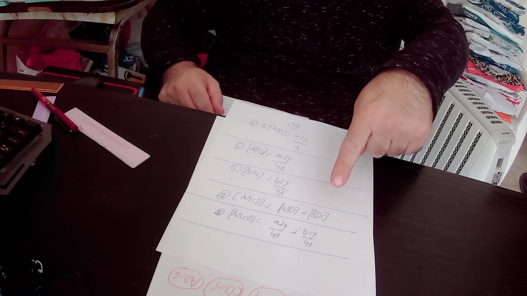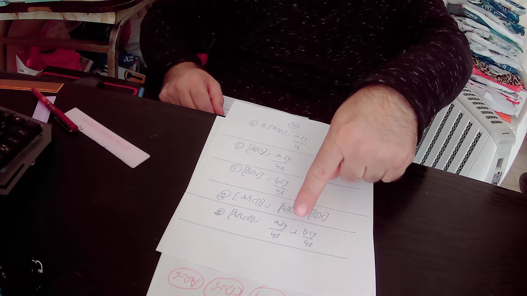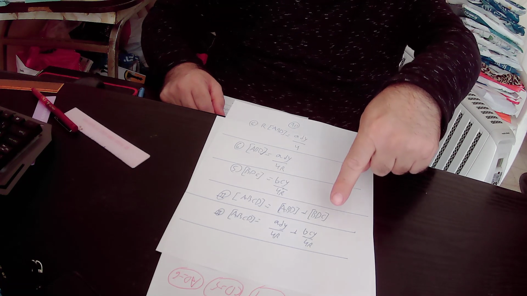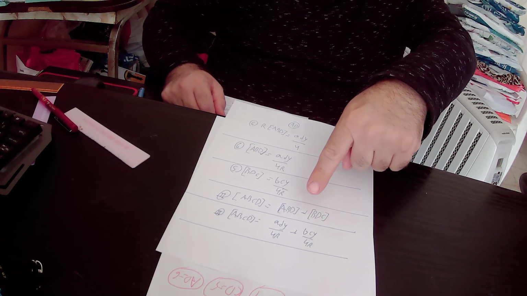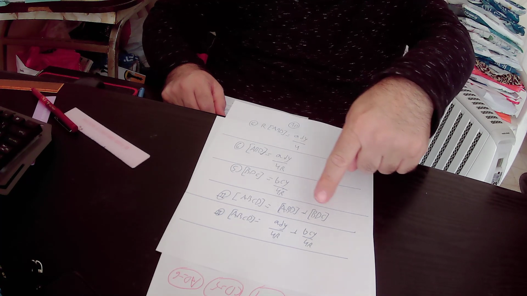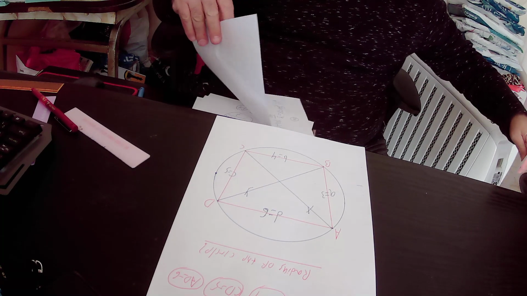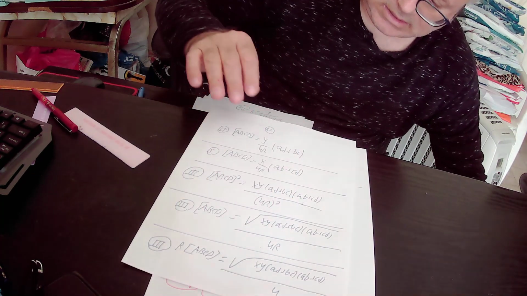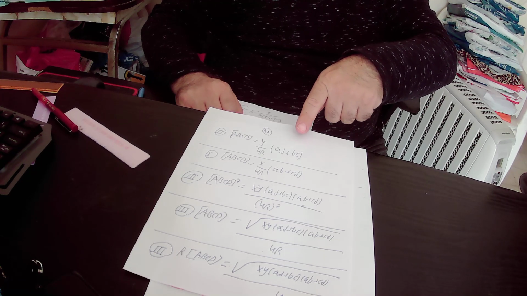According to equation number 2, the area of quadrilateral ABCD will be equal to the area of triangle ABD plus the area of triangle BDC. But we have already found out that the area of triangle ABD equals ADY over 4R, and the area of triangle BDC equals BCY over 4R. Here we took a common factor of Y over 4R out of those two expressions, and we got that the area of quadrilateral ABCD equals Y over 4R times (AD plus BC).